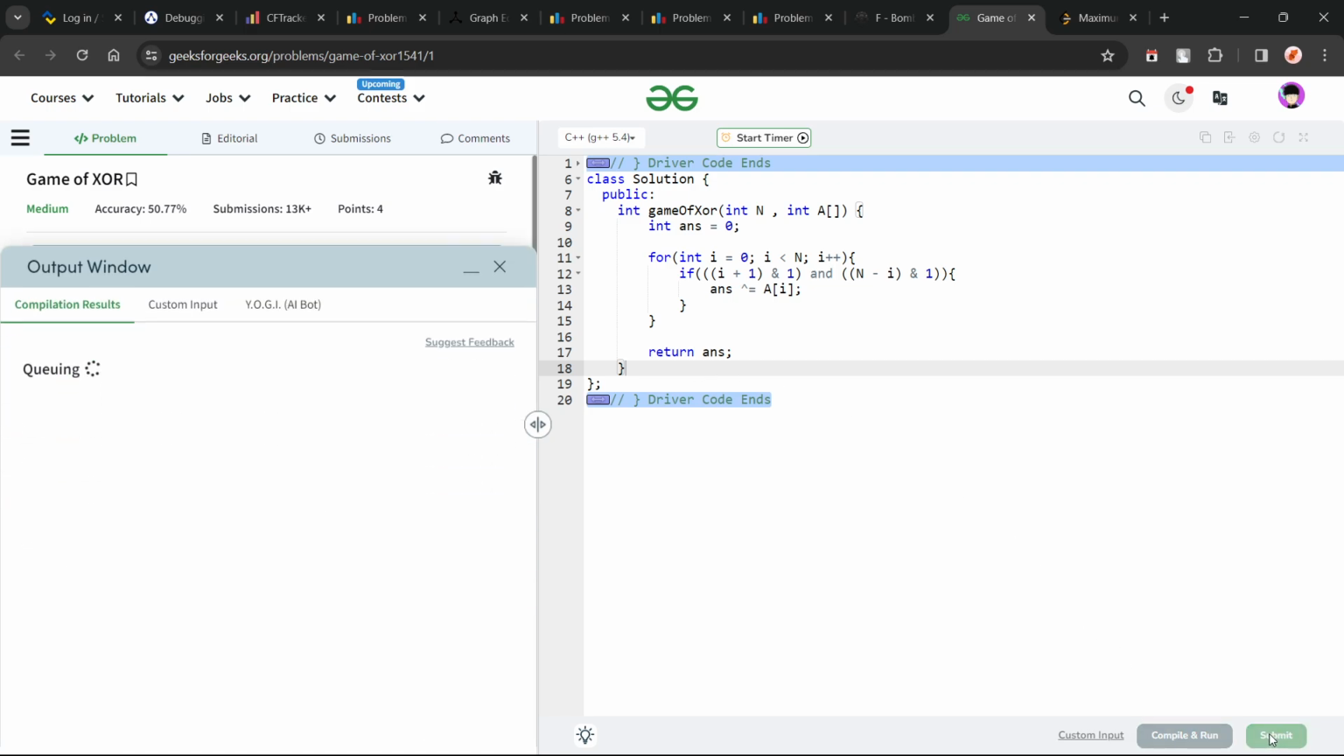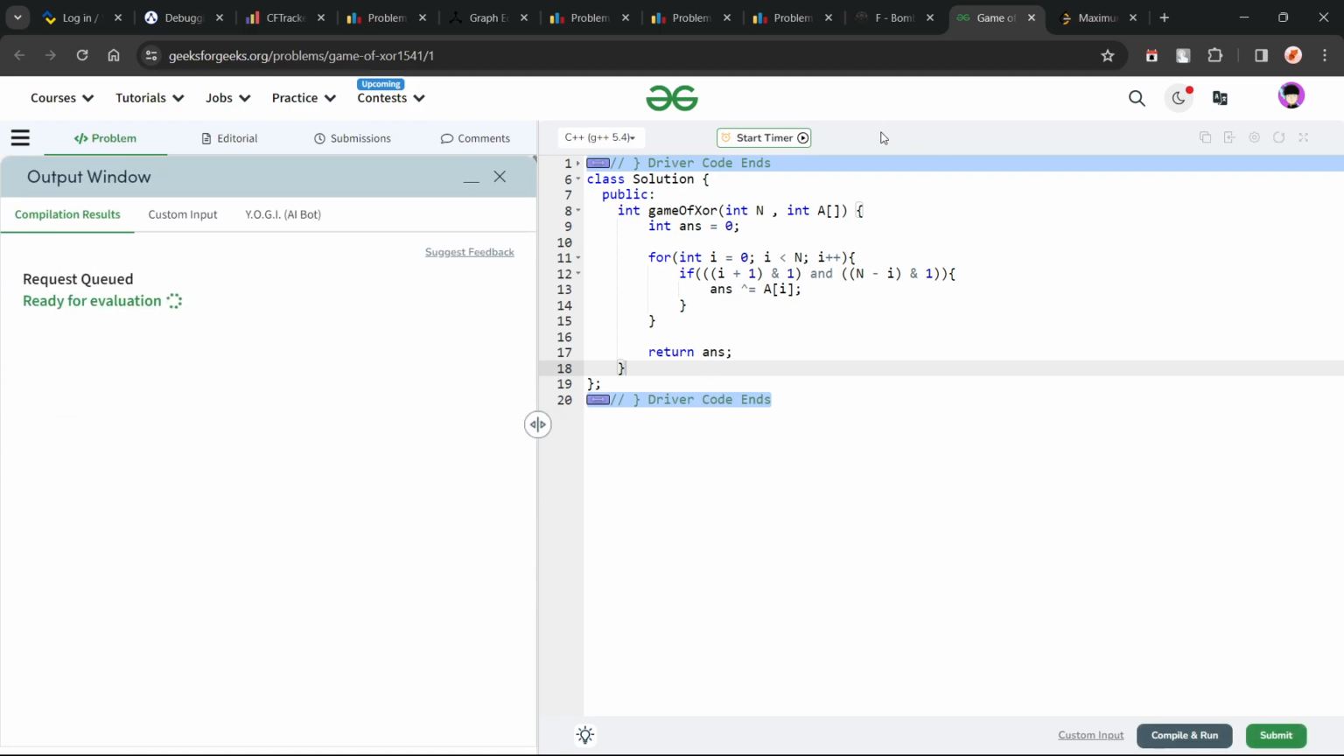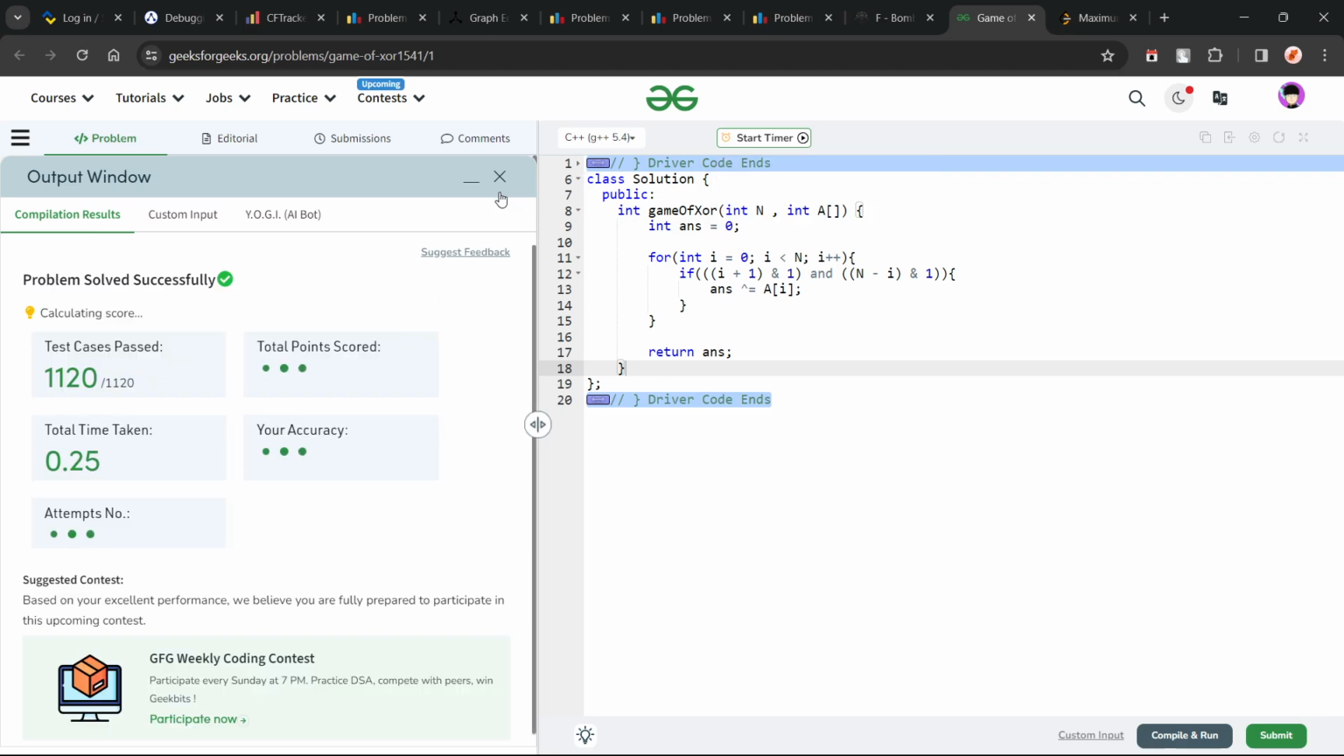So let me just quickly submit this and show you that this particular code works and this solution is absolutely correct. So you see, it passes all the test cases and the solution is correct.